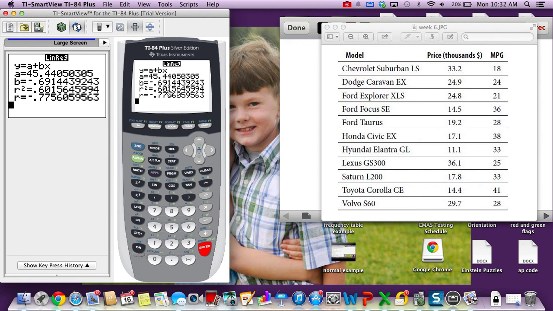Looking at the coefficient of determination, 0.60. That means 60% of the variation in my Y values, in my miles per gallon, can be attributed to my X, to my price. You really want your coefficient of determination to say it's a strong relationship. You want R squared to be 0.8 or higher. So not quite as strong as we'd like. We would call this a moderate relationship.